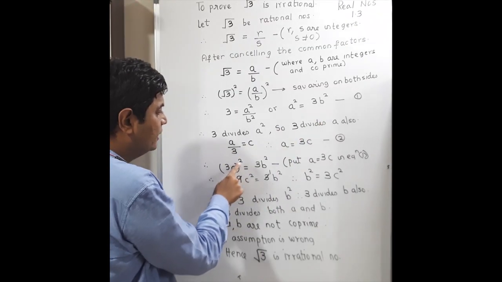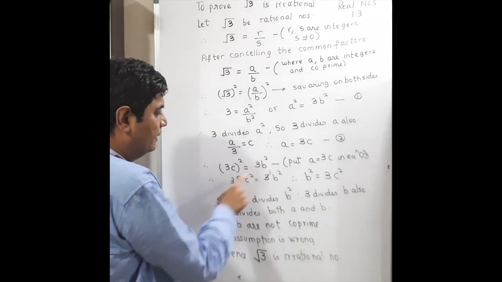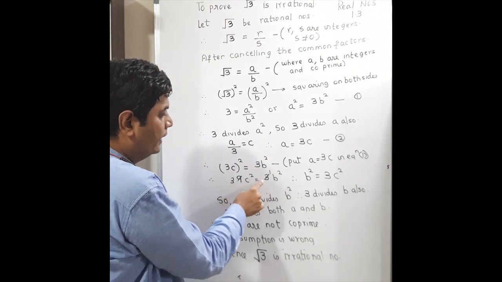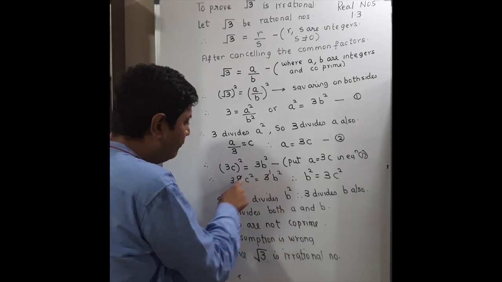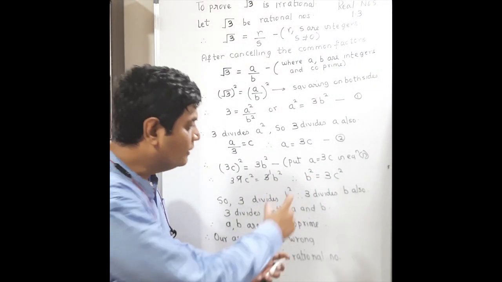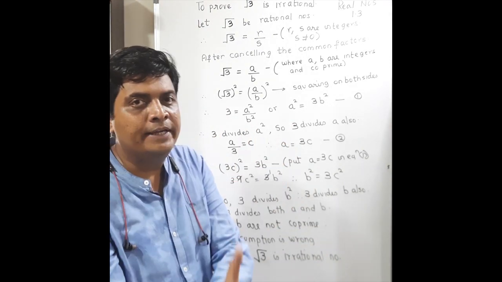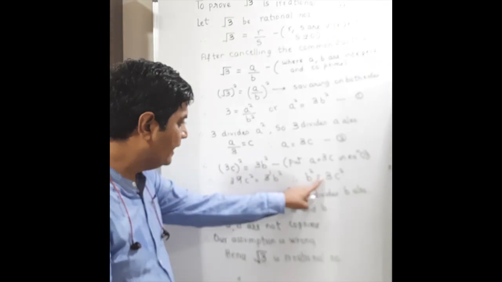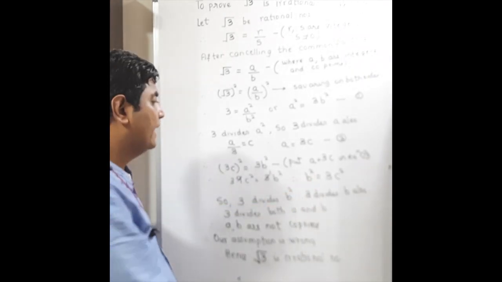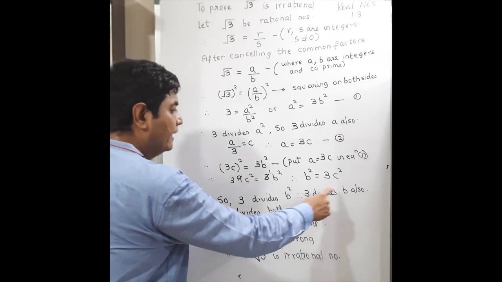So you have 3C the whole square is equal to 3B square. So 9C square is equal to 3B square. 3 cancels. So you get B square is equal to 3C square. So B square is equal to 3 into an integer. That means 3 can divide B square. If 3 can divide B square, then 3 can divide B also. Correct? So your 3 can divide B also.